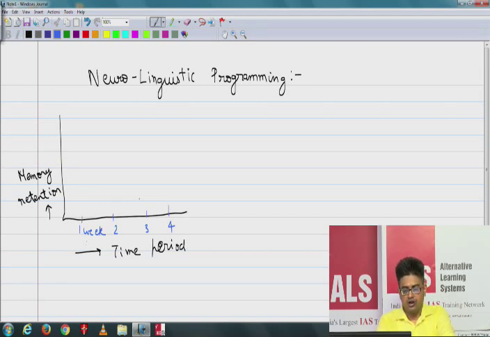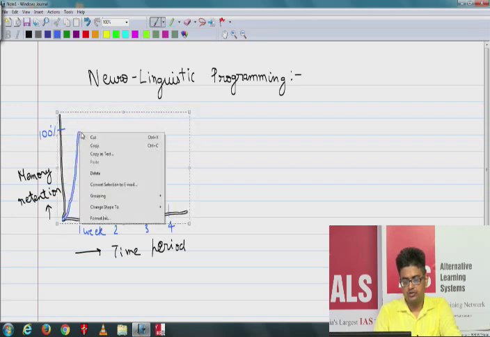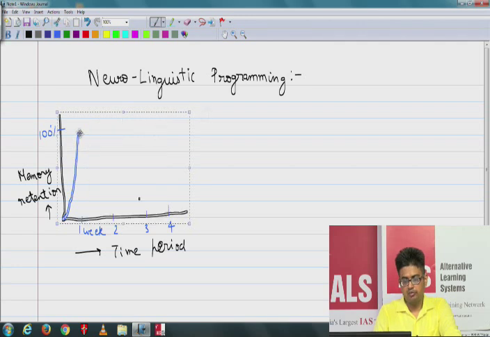Now scientists have found the relation between memory retention and time period. For short-term memory, the first graph that I am plotting, it starts at 100%. Nobody remembers 100%. You have studied something, the maximum you might be able to remember is about 95%, below 100%. So I'm not drawing it above that.